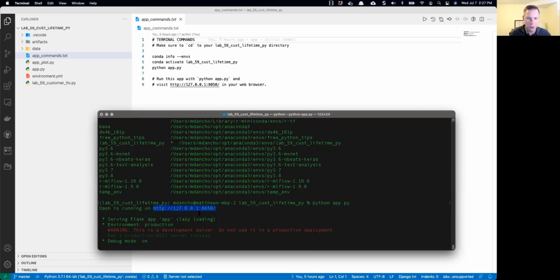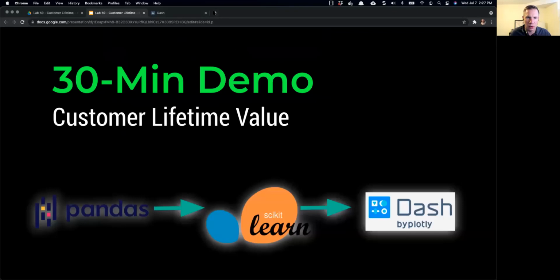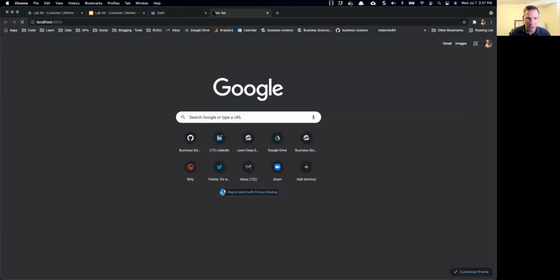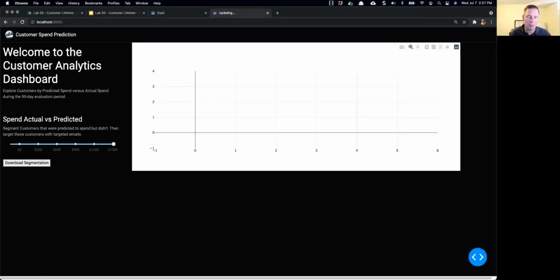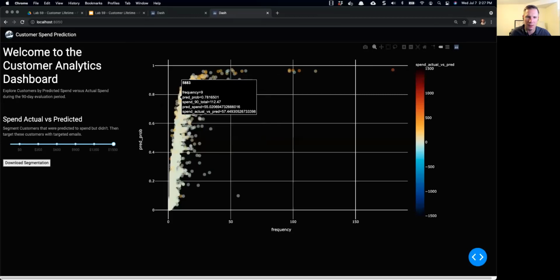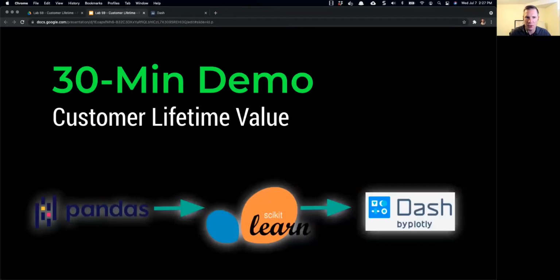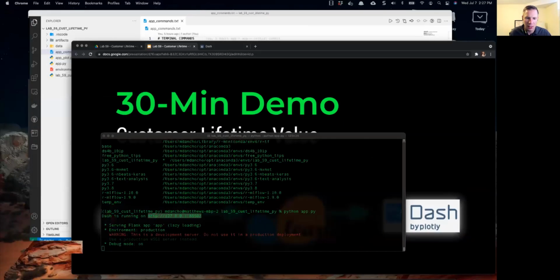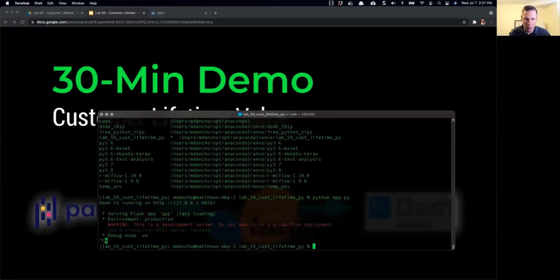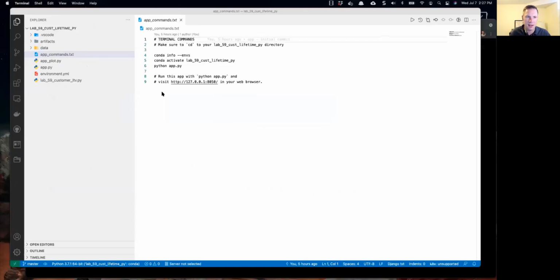So you'll just go to your localhost 8050. If I do localhost 8050, you'll have the app get pulled up. Okay, so that's how you do the Dash app. Again, we'll show you more about that here at the end.